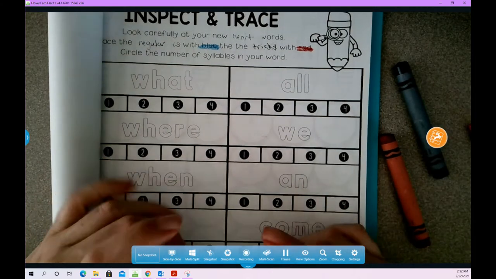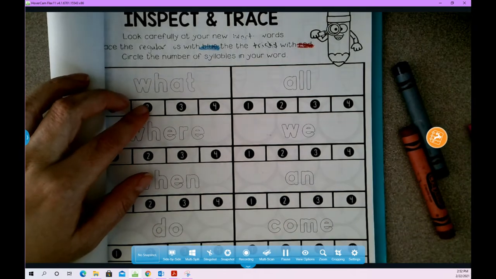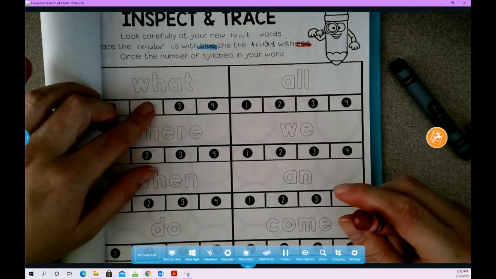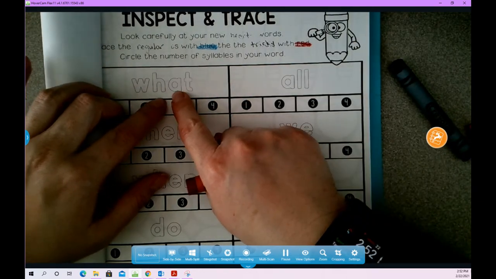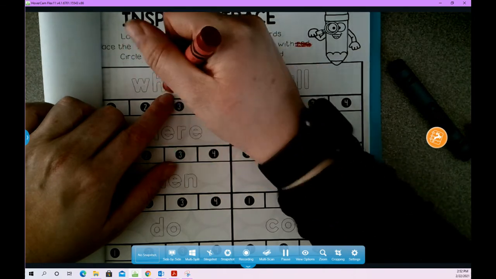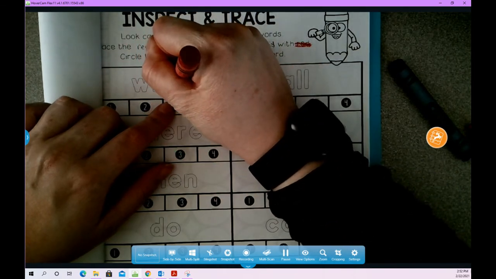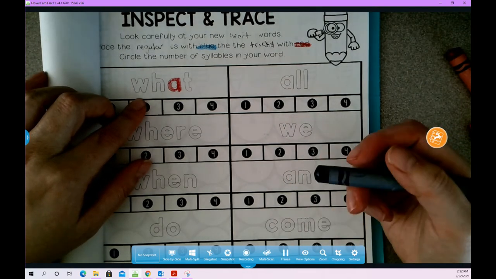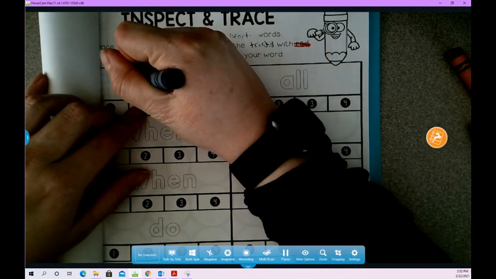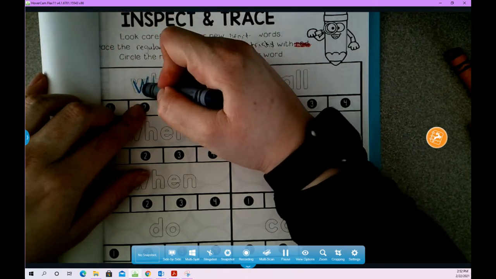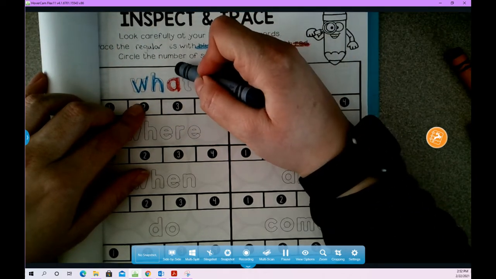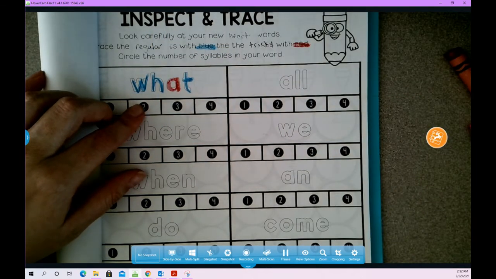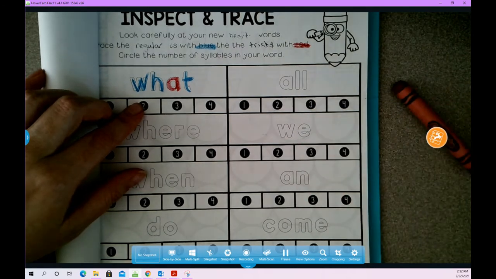Okay, we have the word what. What's the tricky part in the word what? The tricky part is the A. So we're going to color that part red. What? And then the other parts are regular. They sound like they regularly would. WH sounds like w, and the T sounds like t. What? Then we have the word all.